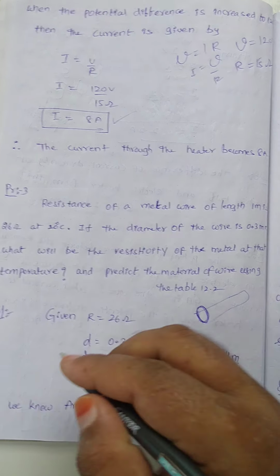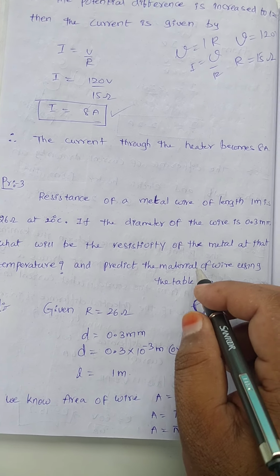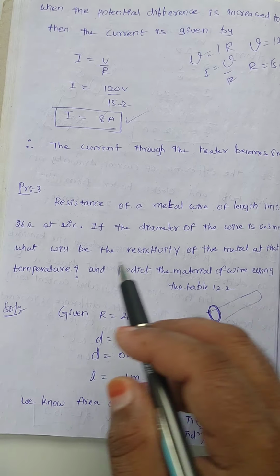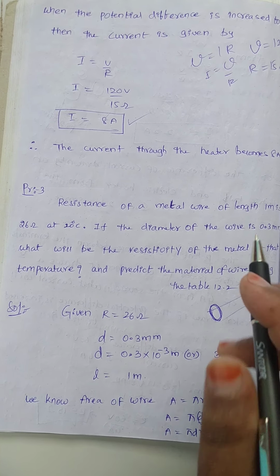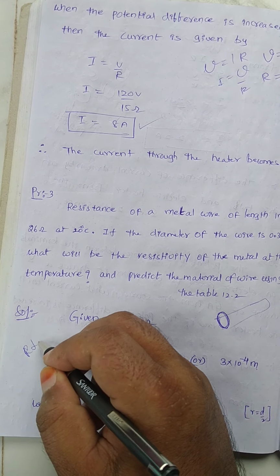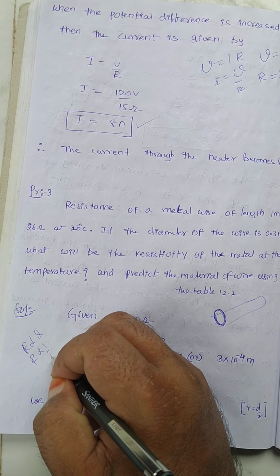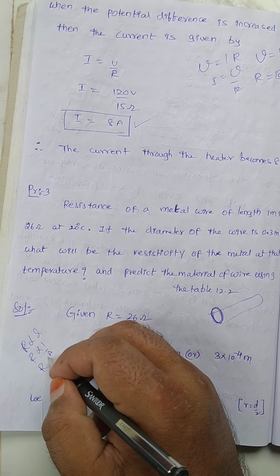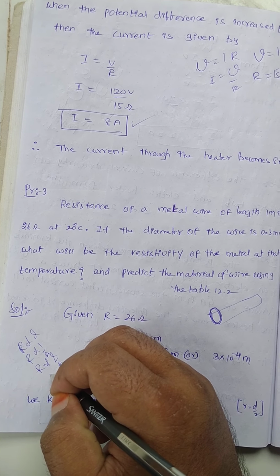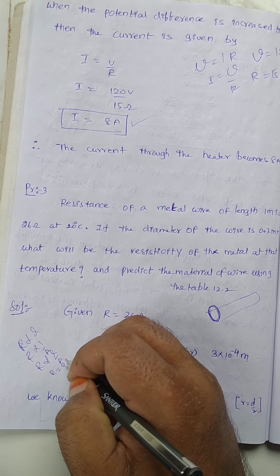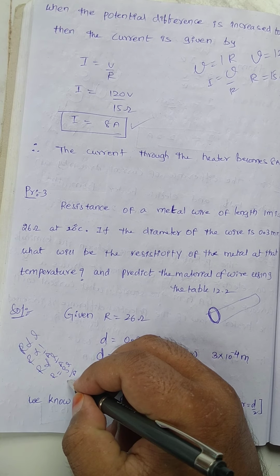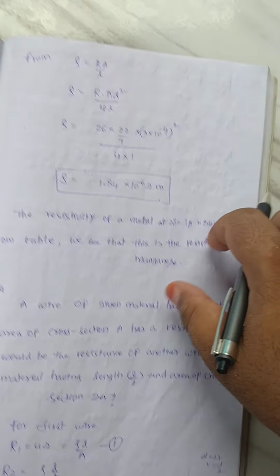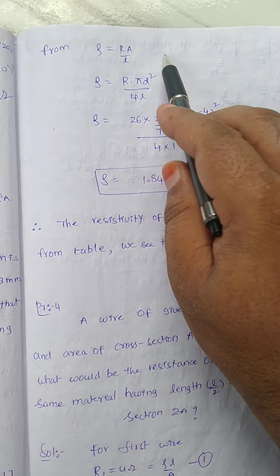So then we can use a formula for resistivity. How do we find the resistivity here? What will be the resistivity of the metal at that temperature, and predict the material of the wire using the table also. But we know R is directly proportional to L and R is inversely proportional to A. Then combining both equations, R is directly proportional to L by A. Then to remove the proportionality, R equals rho L by A, then rho equals RA by L. Understand? Yes, that one I am using, this formula, rho equals RA by L.